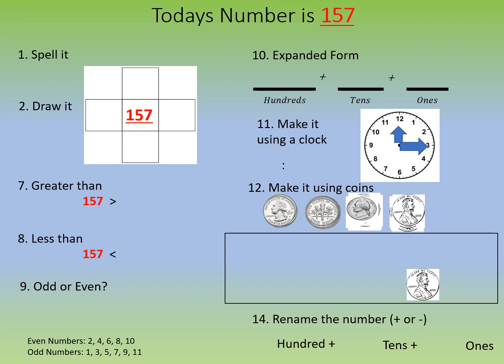The first thing we have to do is spell the word. 157 is our word, so we're going to start with 100. 1, 0, 0. O-N-E. 100, H-U-N-D-R-E-D. 50, F-I-F-T-Y. 7, S-E-V-E-N. 157.